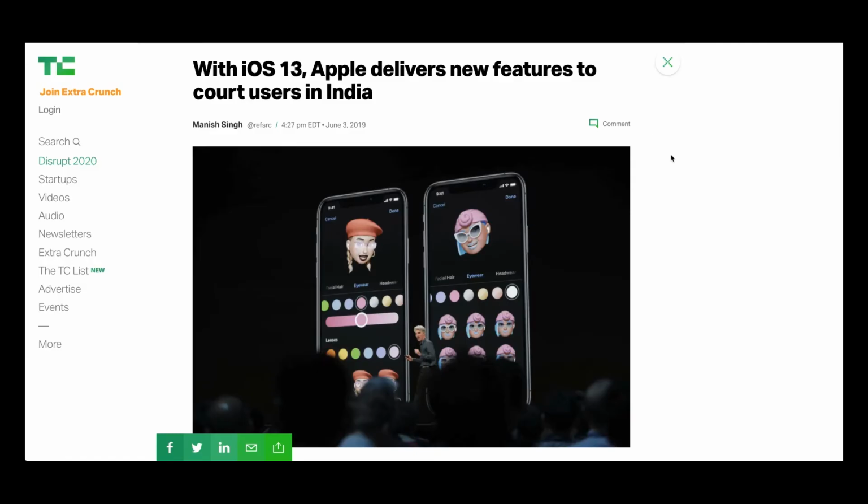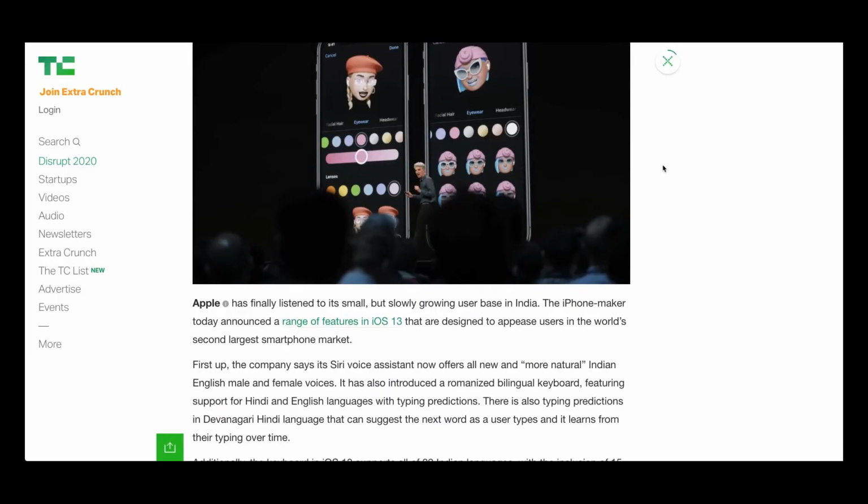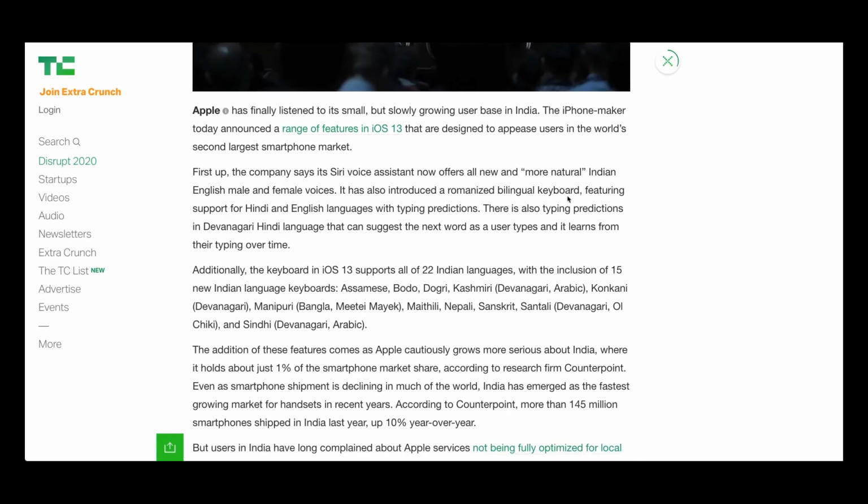Now, let's look at Apple. The iOS 13 Apple keyboard added support for Assamese along with 22 different Indian languages only last year to appeal to the Indian smartphone market.